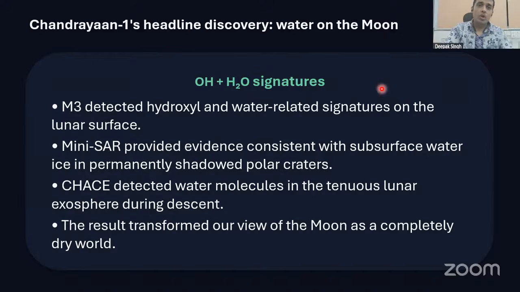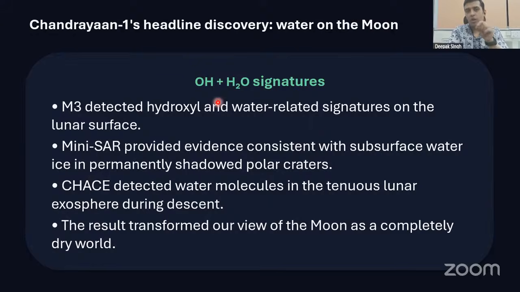Anyways, so this M-Cube, as I was mentioning earlier, was responsible for detecting these water or OH signatures. Basically, it detected the hydroxyl molecule, which was indicative of a water-related signature. So there was no direct detection of the water molecule.